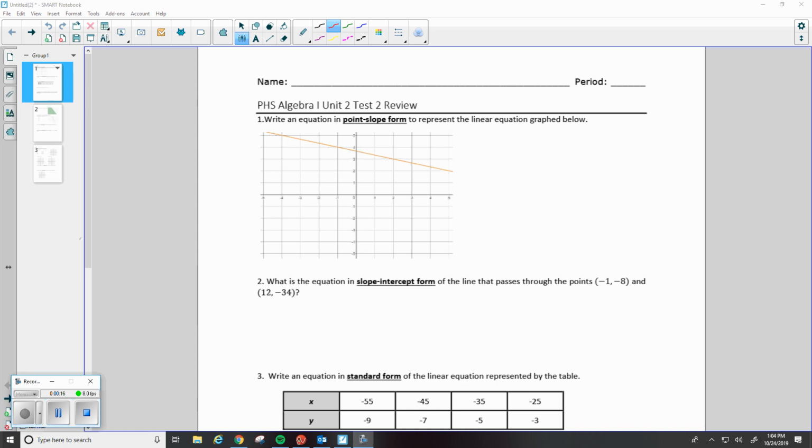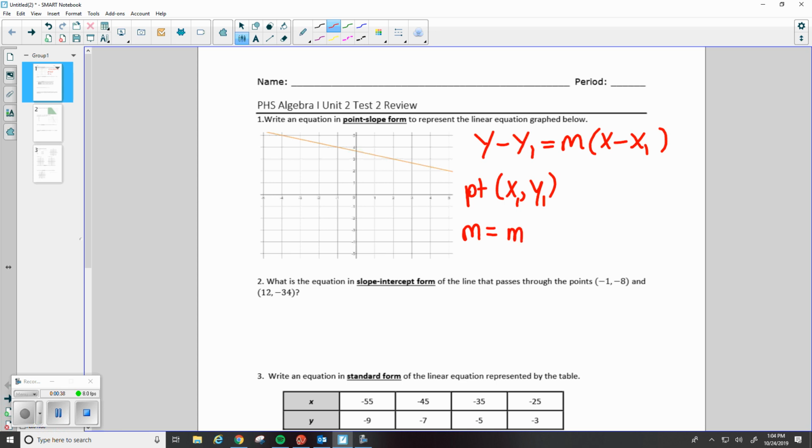So number 1 says write an equation in point-slope form to represent the linear equation graph below. Point-slope form is y minus y1 equals m(x minus x1), where the point is (x1, y1) and the slope is m. So I need a point, and it doesn't have to be anything in particular, but I want something that is going to be a perfect point across the crosshairs. So if I pick that point, it is (2, 3).